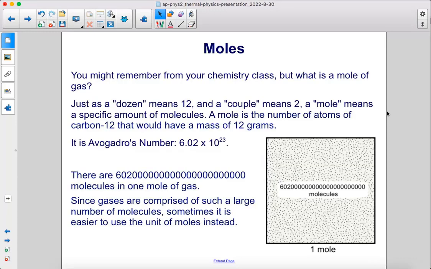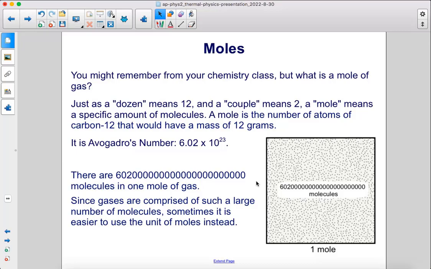Moles. You might remember from your chemistry class, but what is a mole of gas? Just as a dozen means 12 and a couple means 2, a mole means a specific amount of molecules. A mole is the number of atoms of carbon-12 that would have a mass of 12 grams. That number is Avogadro's number, 6.02 times 10 to the 23rd molecules. There are this many molecules in 1 mole of gas.